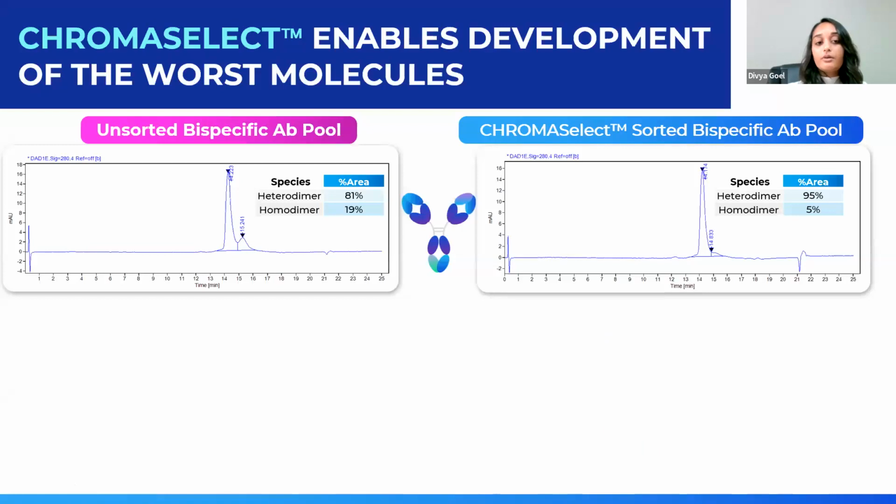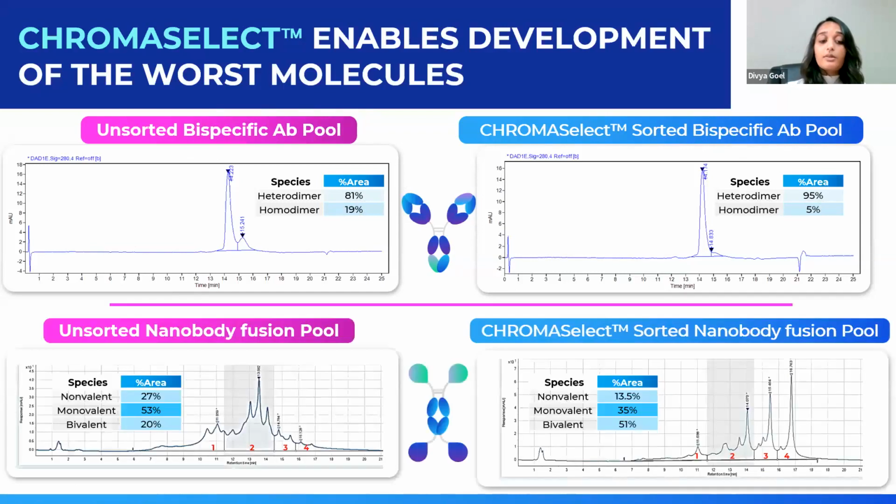And this is an example of some sorting that we did with a bispecific antibody pool. The unsorted pool had a ratio of about 80% heterodimer to 20% homodimer. After sorting the bispecific antibody pool, we increased the ratio to about 95% heterodimer to 5% homodimer. And then from there, we can interrogate individual clones during the cell subcloning process and further enrich for more levels of the heterodimer.